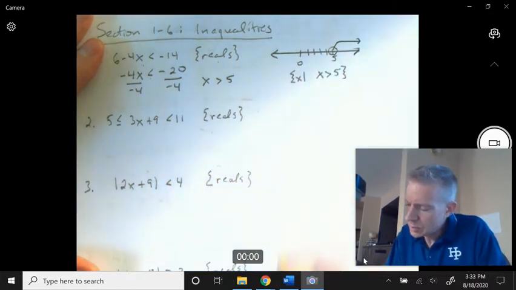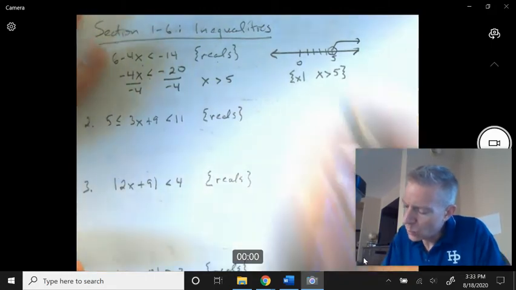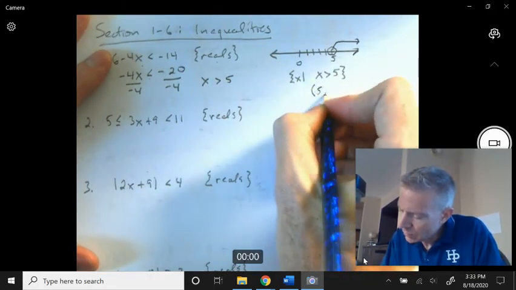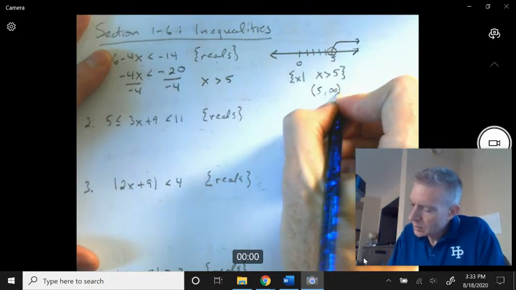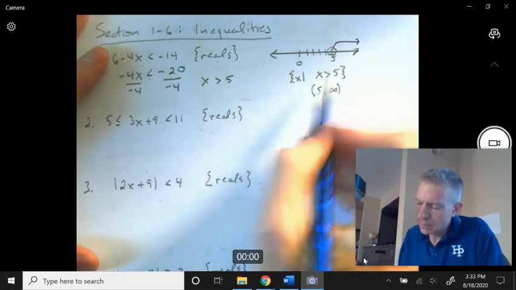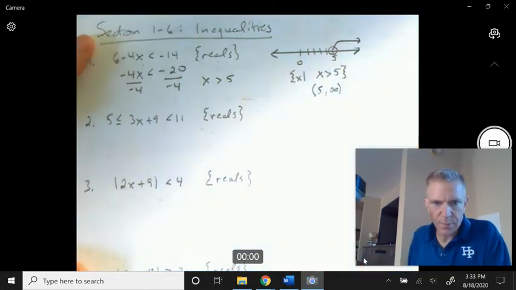Interval notation, you typically don't have to do both. I might ask for one or the other. You want all the numbers from 5 to infinity. Open parenthesis, because you're not including the 5. You don't include infinity.